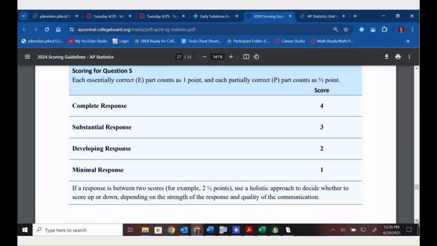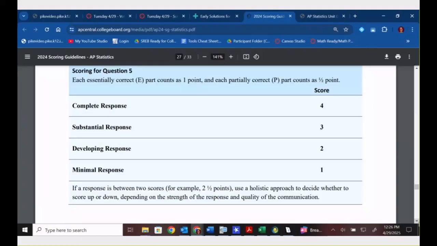If they're on the border, if they got a half, you have to decide whether to round up or round down based on the quality of their answer. So how well did they express their ideas? Did they get a P just because of one little tiny piece on a section, and that's why they have that half point, but other than that, they hit everything that they were supposed to? Or is their answer a solid P on that section, and so we should round it down?